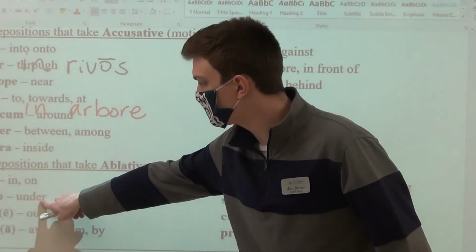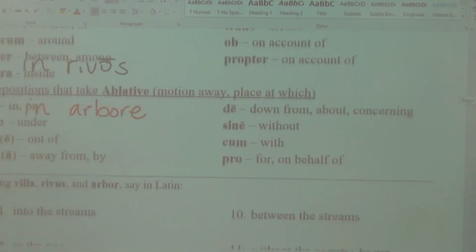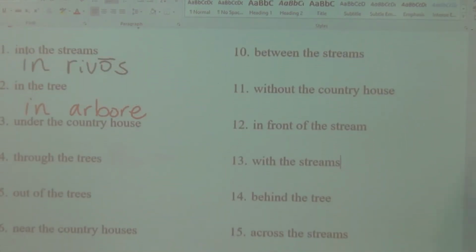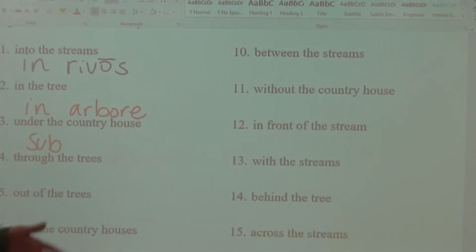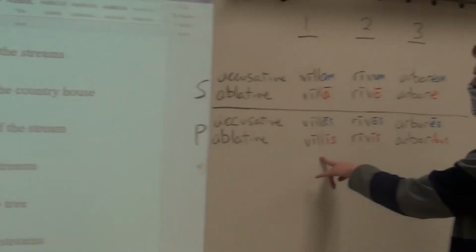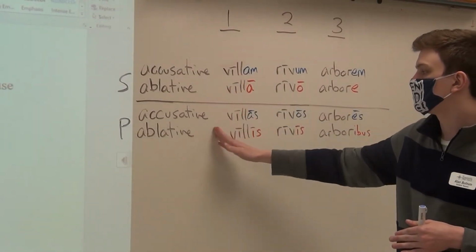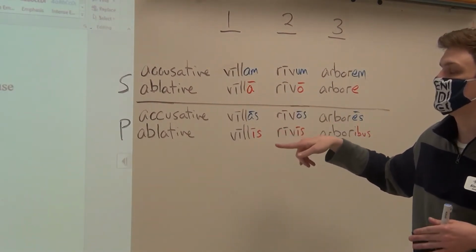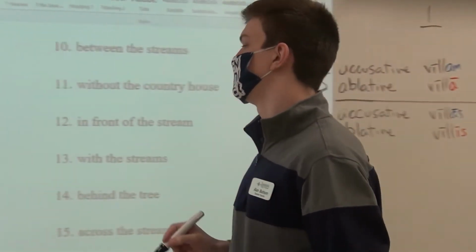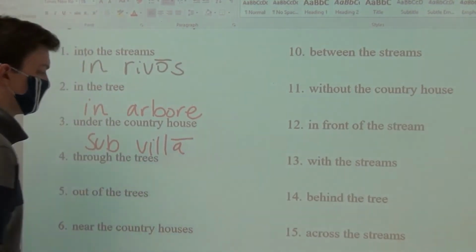Alright, and we see right here, under, sub, under. So we know that takes the ablative. So we're going to write it in red because it's ablative. Sub. And then country house, that's villa, and that is our first declension noun. And since we know it is the ablative, we have to decide if it's either singular or plural, because here our ablative is either villa or villis. And since it is singular, we know it is villa with a long A. Not a short A, a long A. If it was short, that would be the nominative. We want to make sure we got that long A. It's very important.